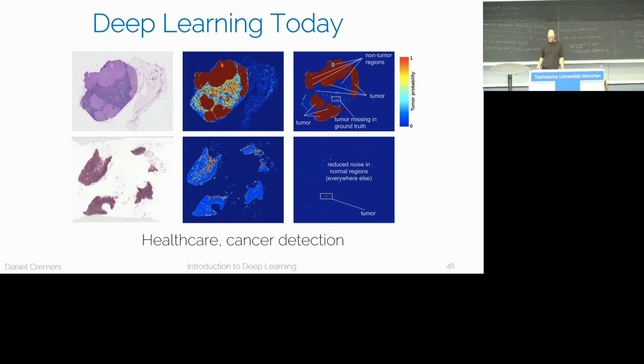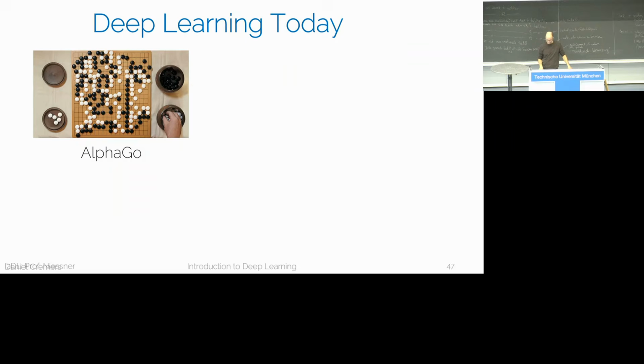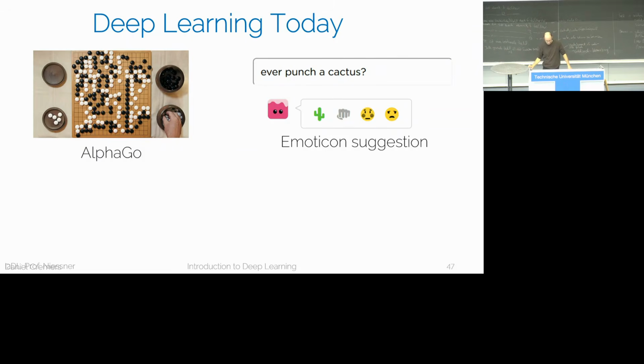And then I mentioned it, medical, right? I showed tuberculosis screening earlier. Here's an example of cancer detection, where you can identify, are there cancers and which areas have the cancer? And guess what? This is all being done with deep networks today. I mentioned AlphaGo already. You can do emoticon suggestions, write a text and the system will recommend an emoticon.